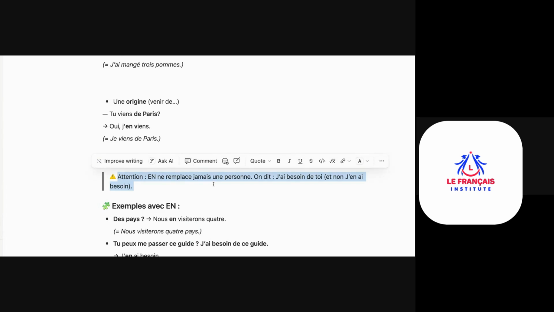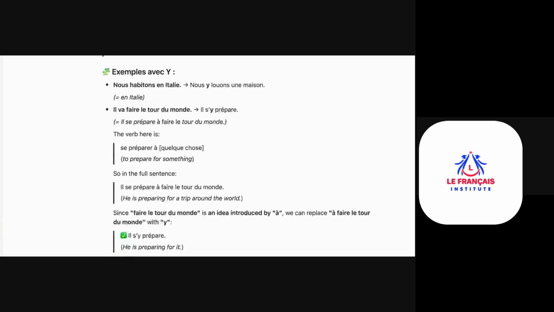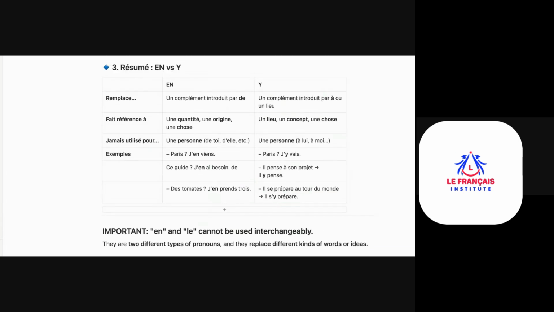Okay, and en is not used for de toi and à vous, right? De toi, d'elle, à lui, à moi, these are all your COD, COI. We need to cover that. We will cover that in the next class. Oh, you have other pronouns. You do not use these pronouns for people. Or y, en. Got it, got it. I was supposed to read only till here, right? Yes. Okay.